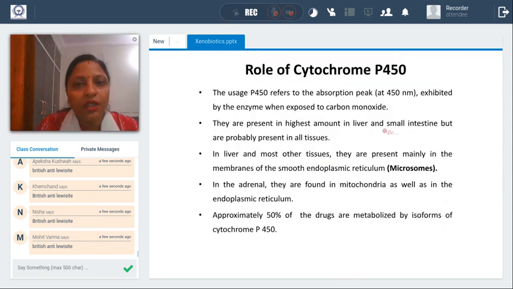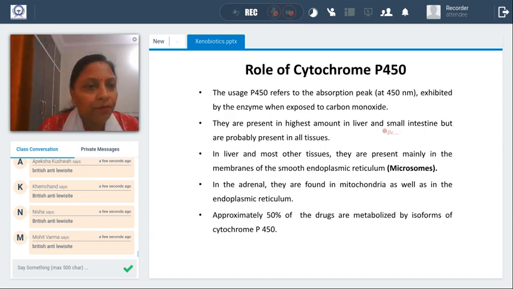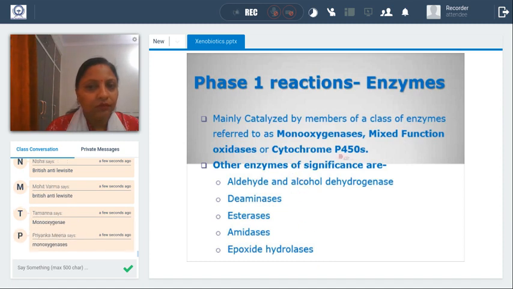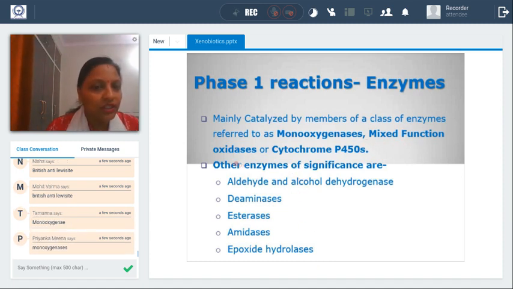So what is the role of cytochrome P450? Please write in the box the names of cytochrome P450. Am I audible to all of you? Yes, first is monooxygenases, second one is mixed function oxidases. Monooxygenases, mixed function oxidases, or cytochrome P450.